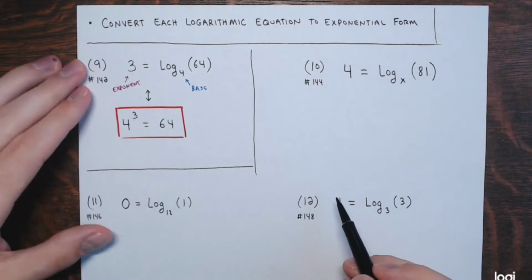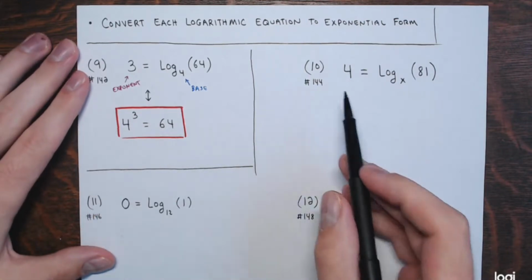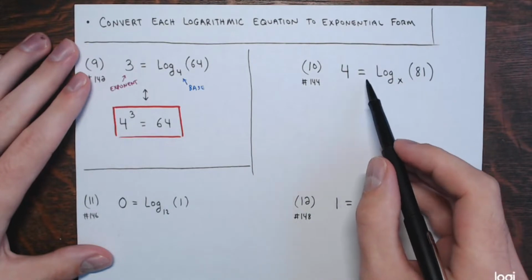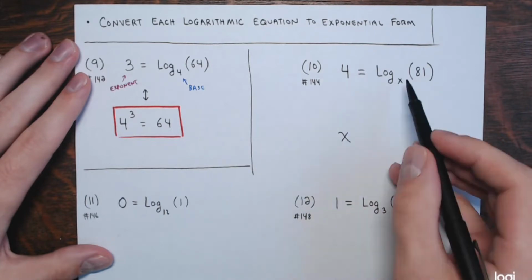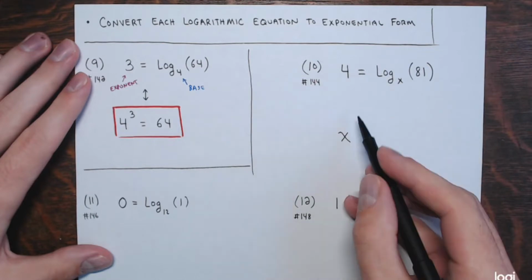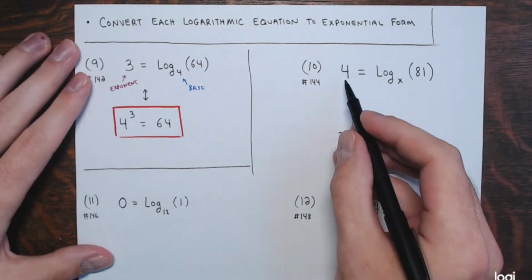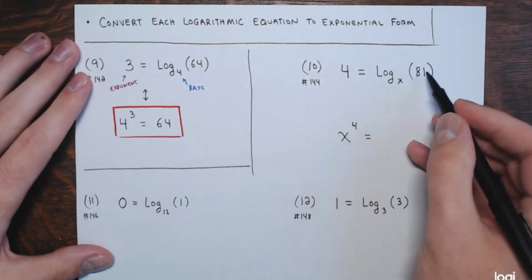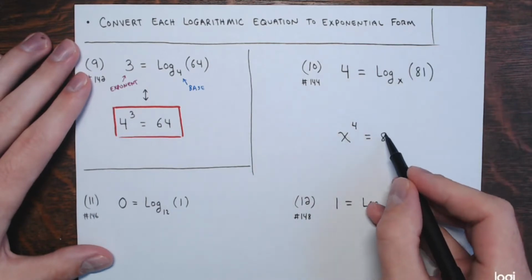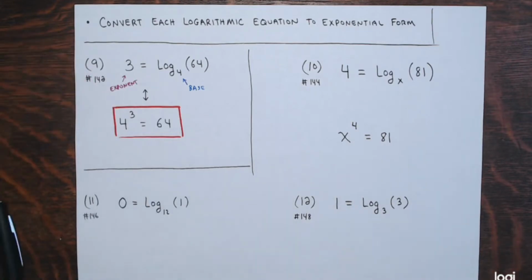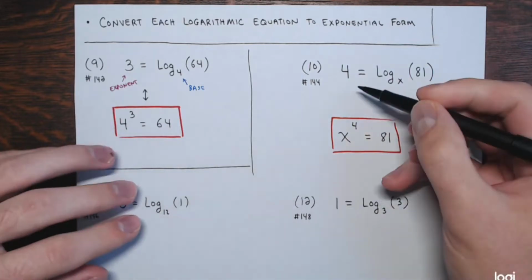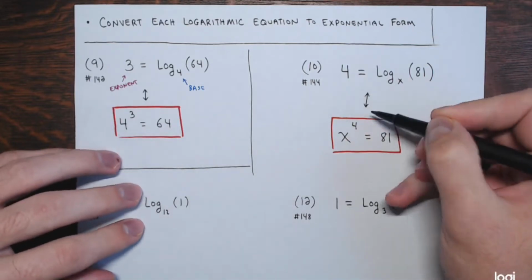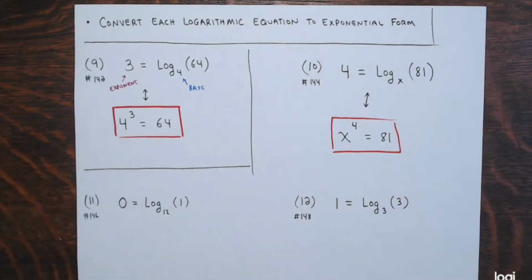All right, so question 10, number 144 from the text. We have 4 equals the logarithm base x of 81. So remember, the base is x, and what the log is equal to is the exponent. So this is x to the 4th power equals the expression inside the logarithm, 81. And that's all we're doing. I guess I should put that double arrow again to let you know that these are equivalent statements. They say the same thing, but look different.